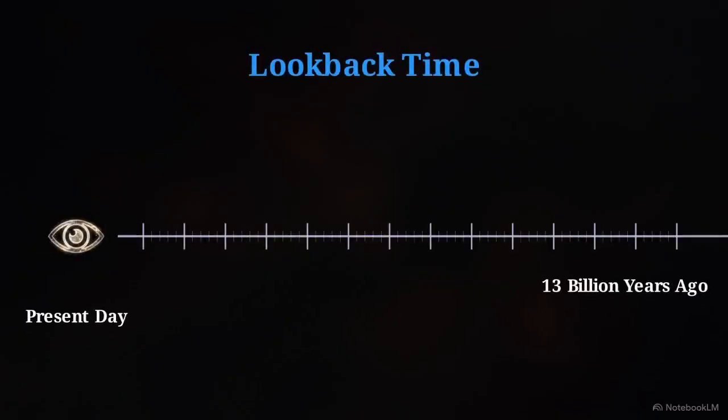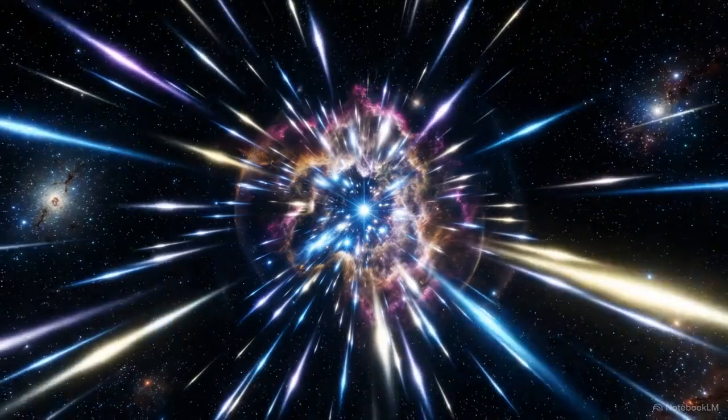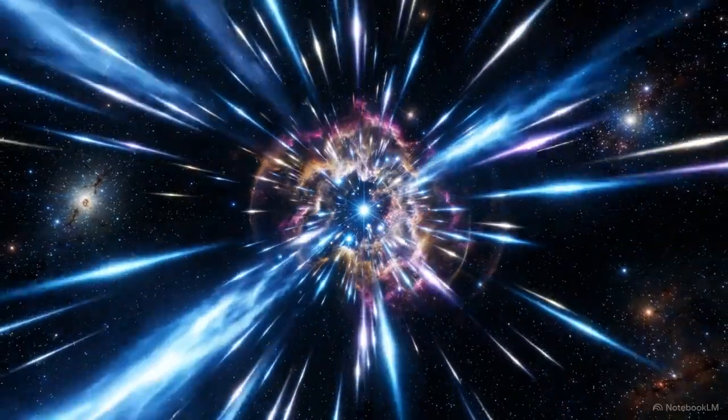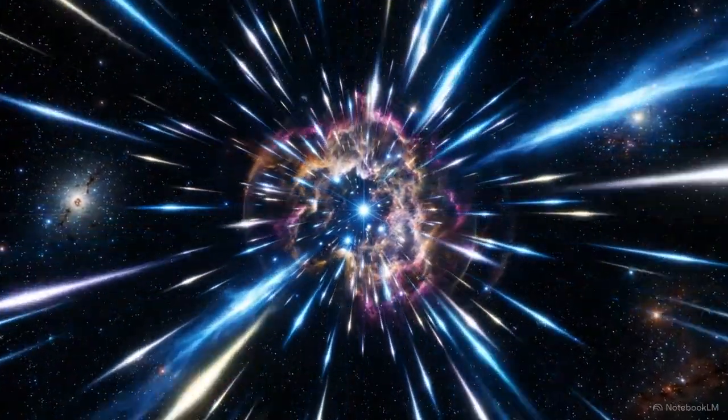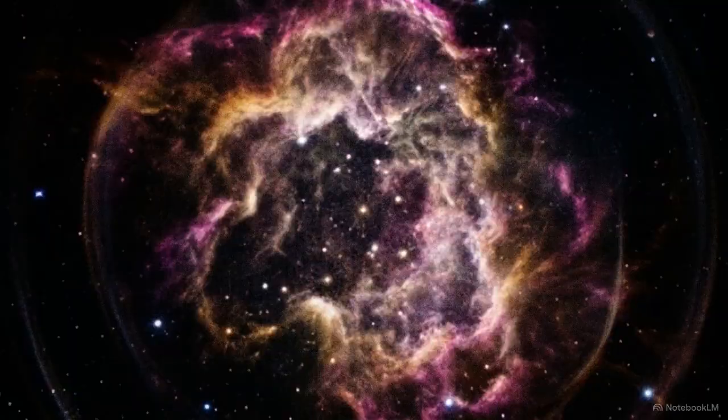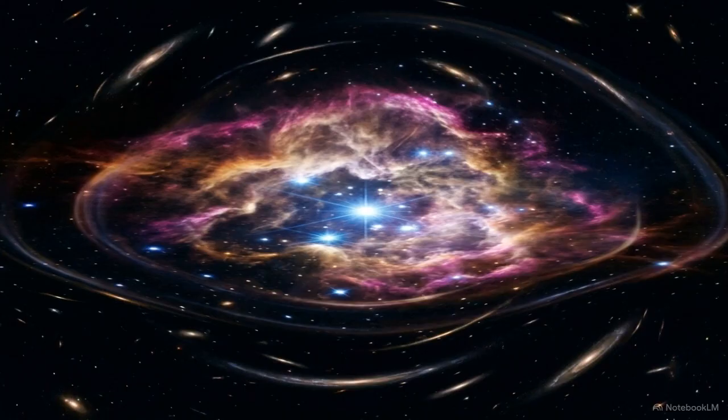Proving this physical process requires us to use the speed of light to our advantage. Because light takes time to travel through space, looking at objects at the extreme edge of the observable universe literally means looking billions of years into the past. The core challenge in looking that far back is the expansion of the universe itself.